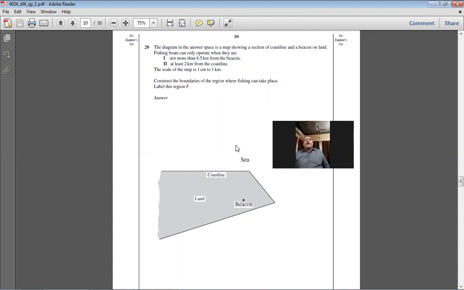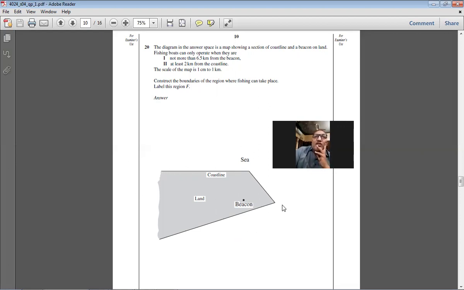So here you can see this is that coastline, and this is that beacon. So when you remain at 6.5 kilometers from the beacon, according to the scale, I will have to draw a circle. When you remain at a constant distance from a point, then you draw a circle around that point. So around that beacon, we will draw a circle of 6.5 centimeter.